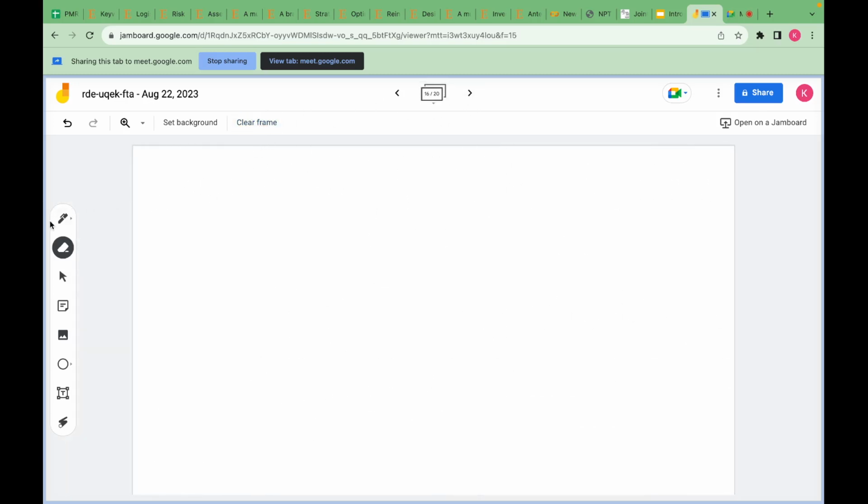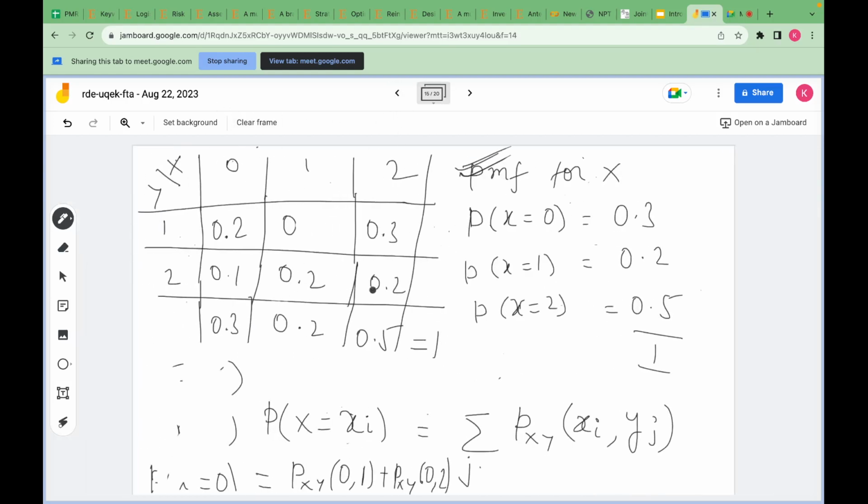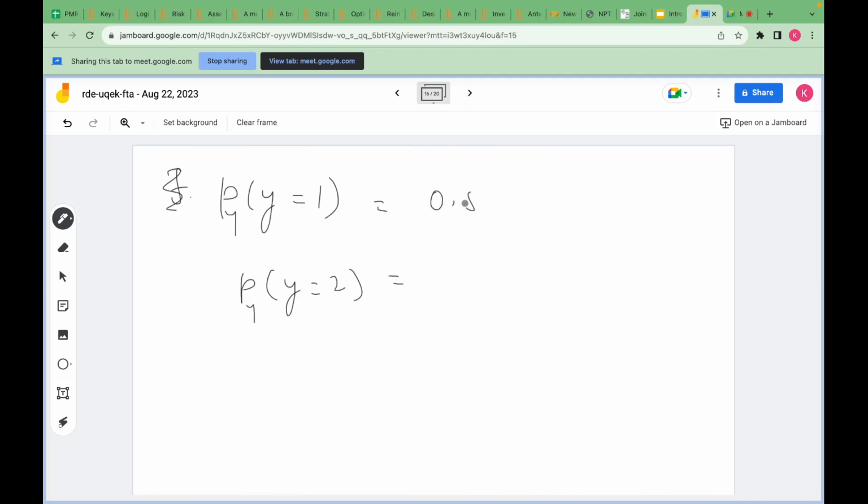Similarly, we can find the probability mass function of y as well, for y equal to 1 and y equal to 2. So from the previous we can see that for y equal to 1 the summation is 0.5 and this summation is also 0.5. So we can say this is 0.5 and this is 0.5. This is the probability mass function for y. Now we are asked what is the expectation of x and expectation of y.